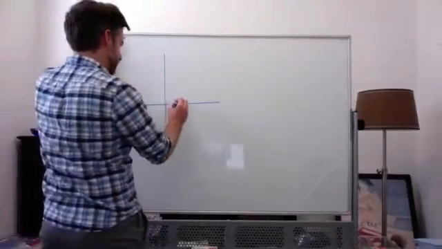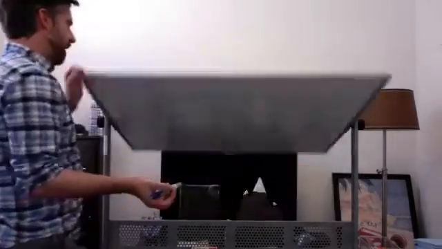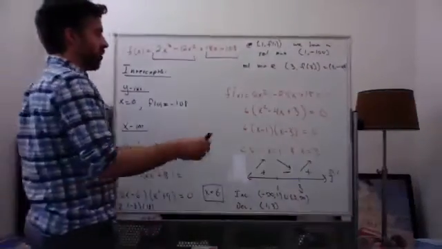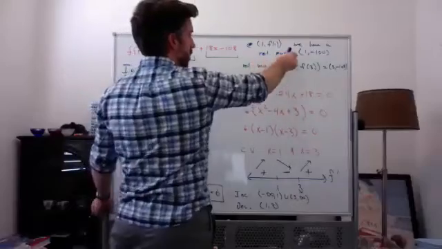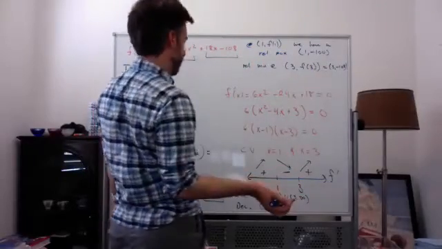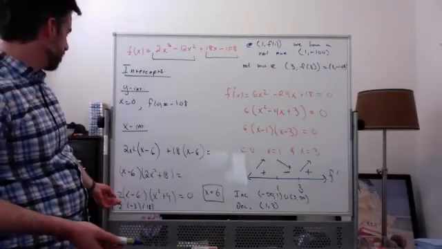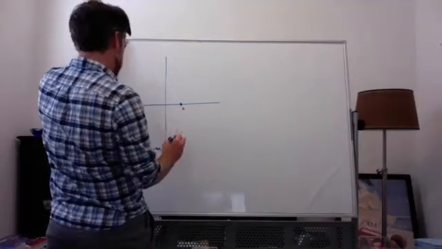So let's give ourselves a little bit of room. Let's say that's 6. And I have a relative maximum at 1 comma negative 100 and a relative minimum at 3 comma negative 108. So I'm going to double check my negative 100. 1, that's only right, okay. So 1 comma negative 100.